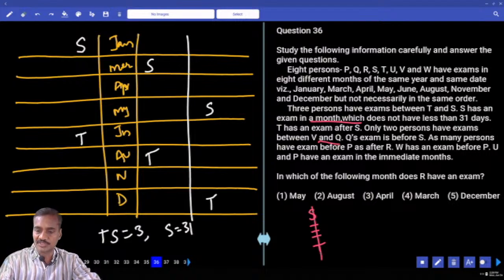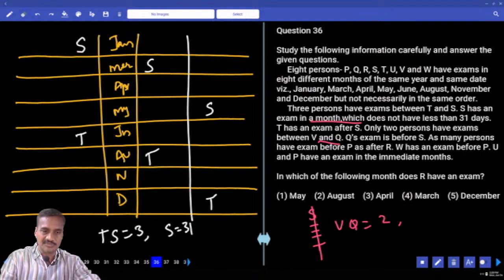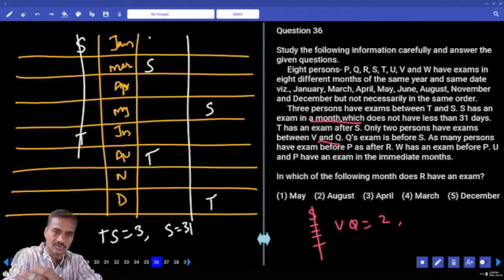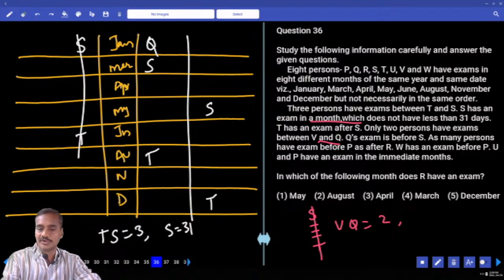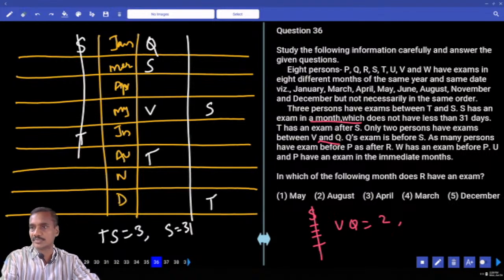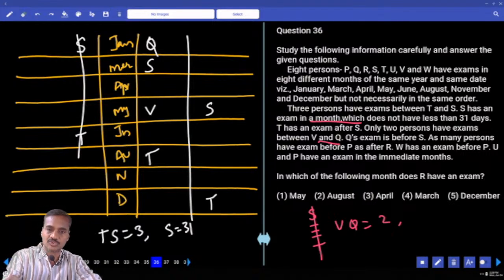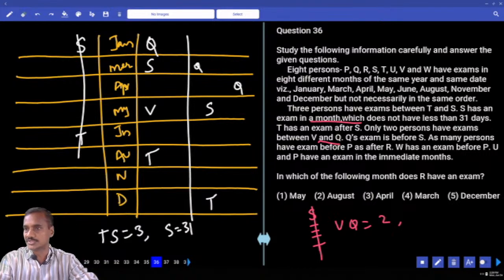Only 2 persons between V and Q. V and Q how many? 2. And Q's exam is before S, and this case is ruled out. Now if Q is here, then in between V and Q there must be exactly 2. Clear? In this case, how many possibilities? 2 possibilities. Q can be either here or here, isn't it?